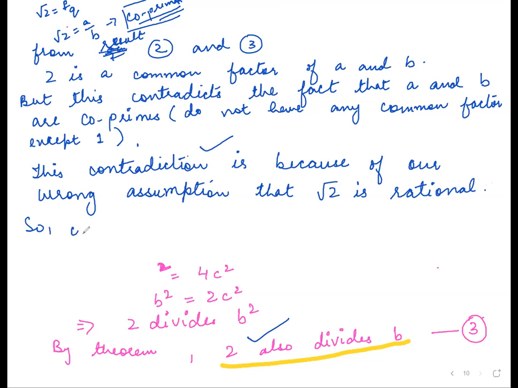So we conclude that under root 2 is irrational. Sorry.